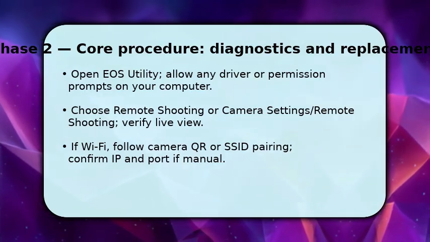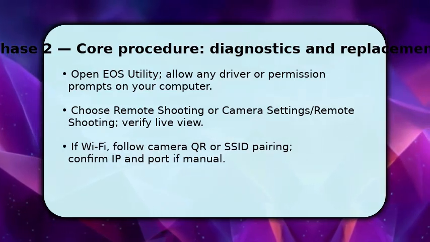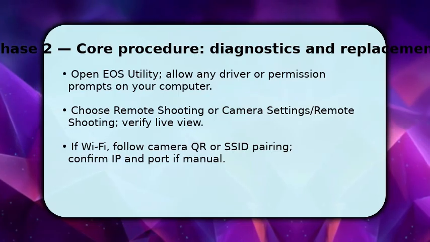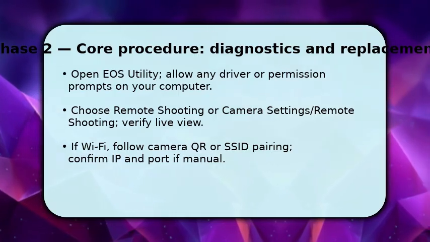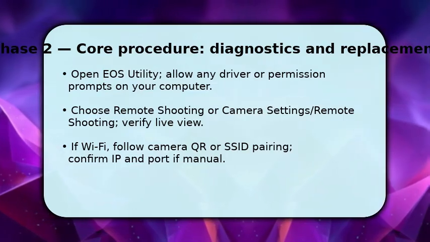If you're using Wi-Fi, pair using the camera's QR code, SSID and password, or enter the IP and port manually. Make sure both devices are on the same network, because mismatched networks block the pairing process.